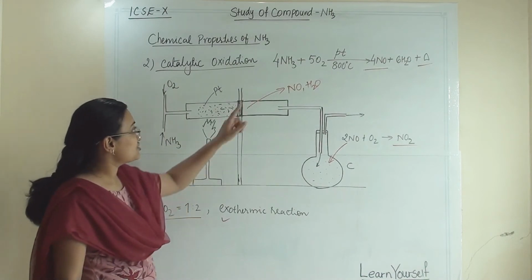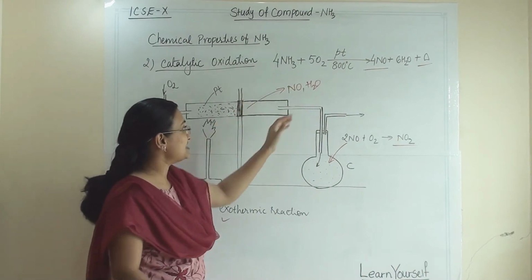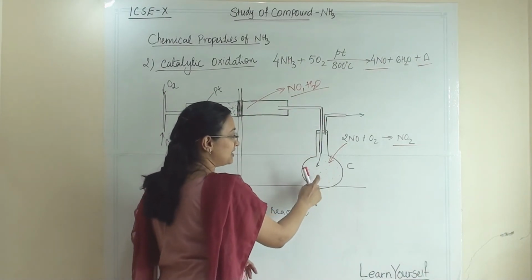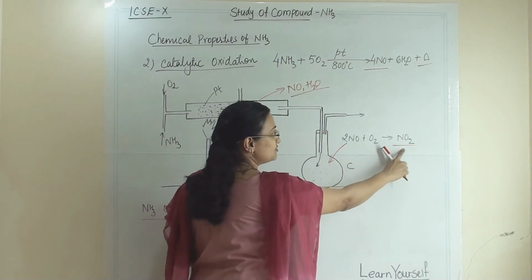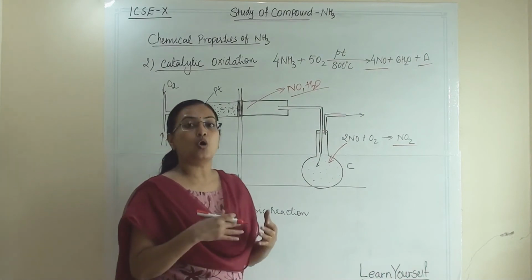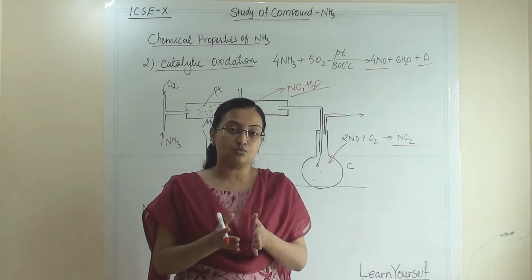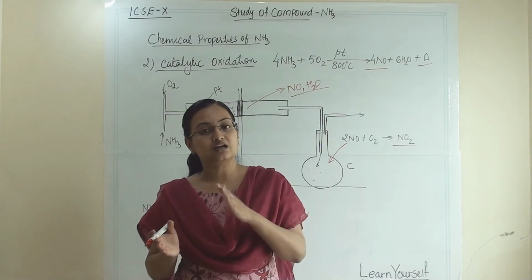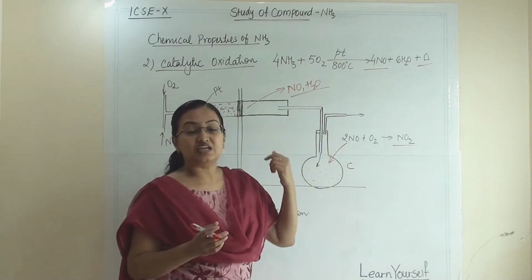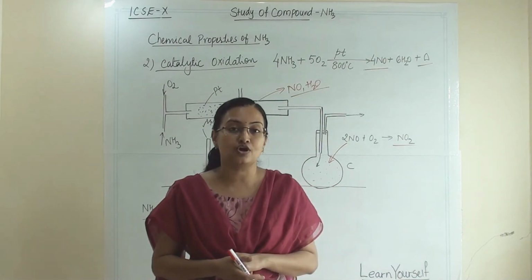This is the chemical equation of this reaction, and as products we are going to get nitric oxide and water. That nitric oxide will come to the flask C and convert into nitrogen dioxide in presence of oxygen. So obviously we need more oxygen compared to ammonia, because first it is going to react with ammonia and then nitric oxide is converting into nitrogen dioxide. So the oxygen amount we need here is in excess. So this is all about catalytic oxidation of ammonia.